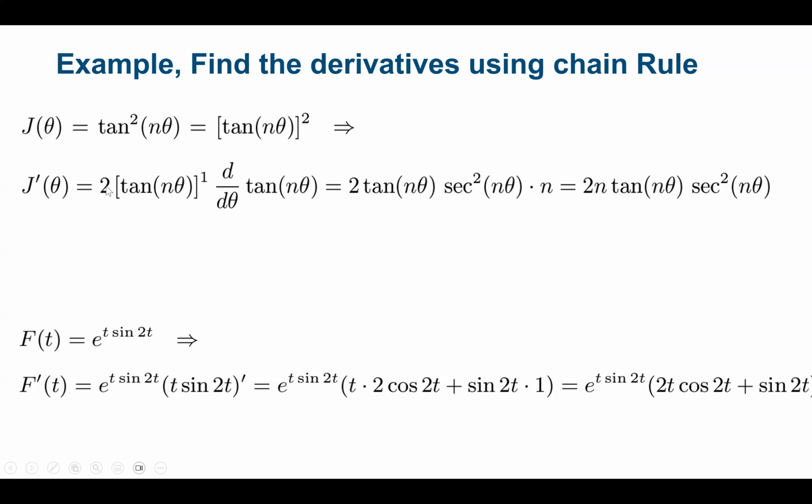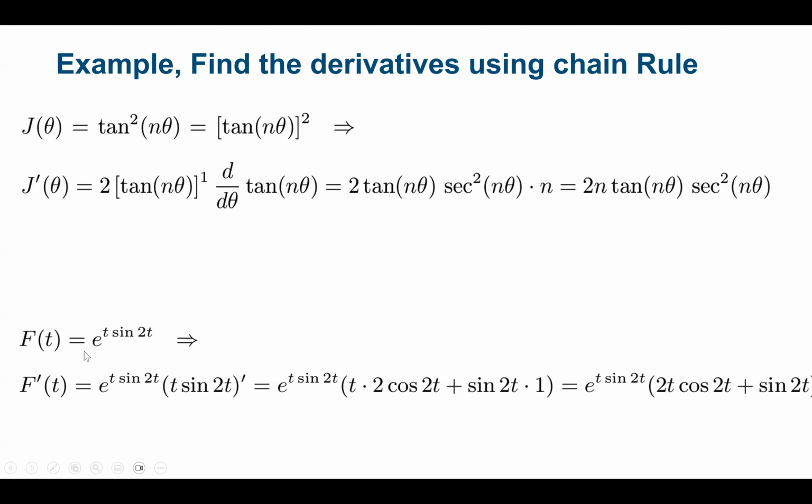So finally, again, we have the 2 tan n theta here. The exponent 1, we just ignore it. Then here we have our sec square n theta, then n. The derivative of n theta will give us n. And then we can just simplify or combine the terms together. So we get 2n tan n theta times sec square n theta.